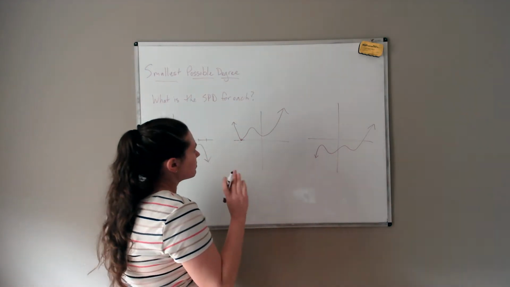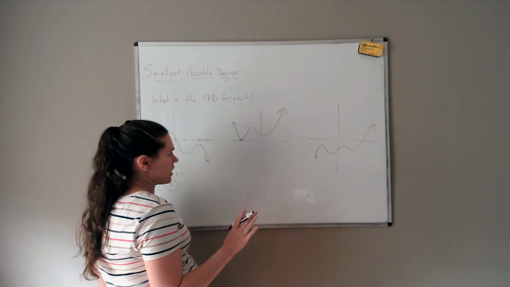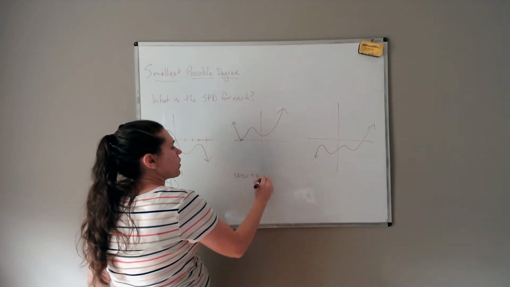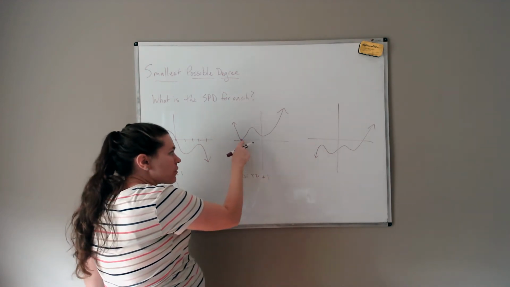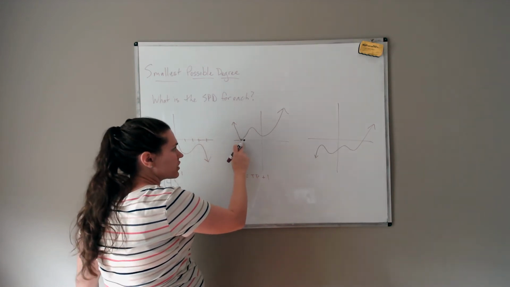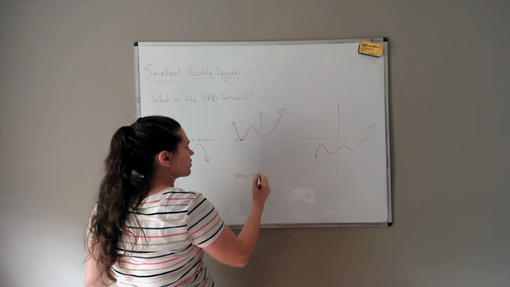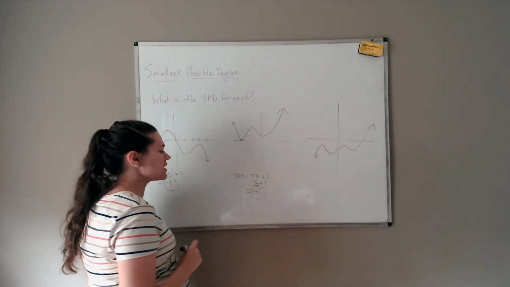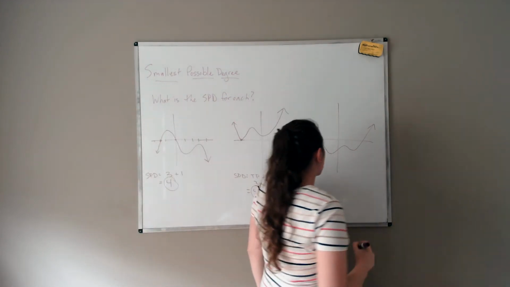The next, be very careful here, okay? This throws people off. It's turning points plus 1. That's a turning point. Even, it doesn't matter that it happened on an x-intercept. That's a turning point, that's a turning point, that's a turning point. 3 plus 1 puts us at 4. Smallest possible degree is 4. Next one.